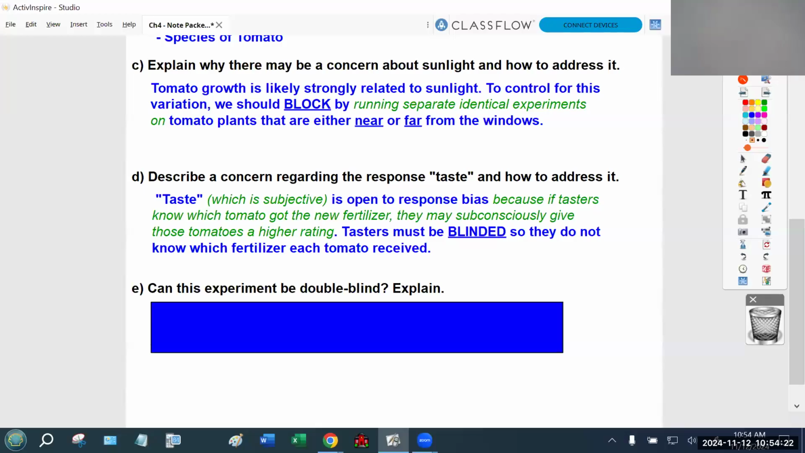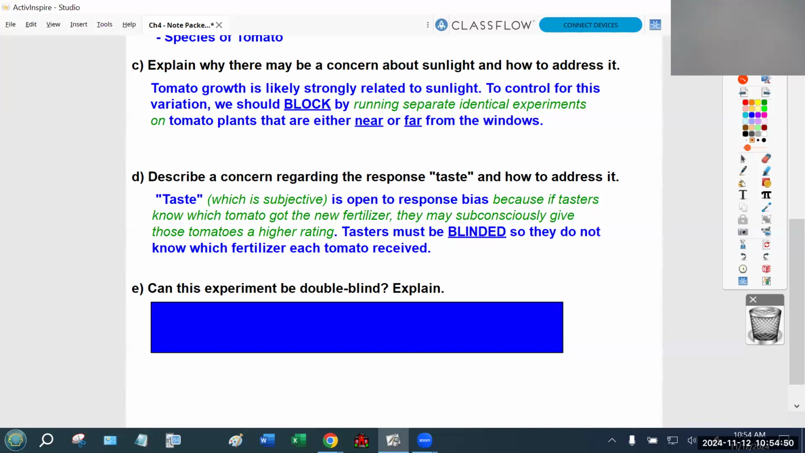Okay, so the question that's left on the page is, can this experiment be double blind? I want to make sure that I explain this clearly. The idea of blinding is, do the subjects at the beginning of your experiment, whatever you're testing on, are they aware of the different treatments? Are they aware of the way in which they're being treated? That's one thing that you can block to be single blind.